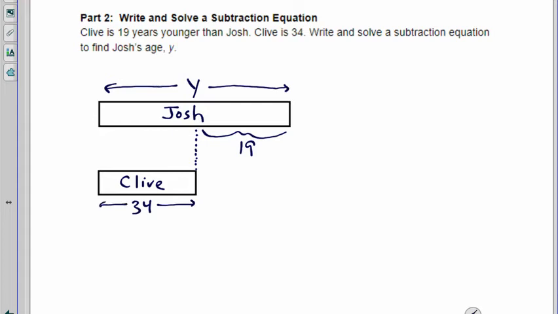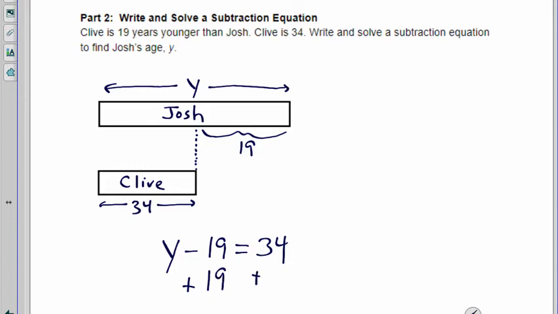So now we've got to write a subtraction equation. They asked for a subtraction equation. So looking at this, it looks like Josh's age, y, take away 19, gives me Clive's age, which is 34. And so now I just need to solve this. Well, how do I get rid of a minus 19? What's the inverse of subtraction? Well, the inverse of subtraction is addition. If I take away 19 and then add 19 in, I start off with where I began.